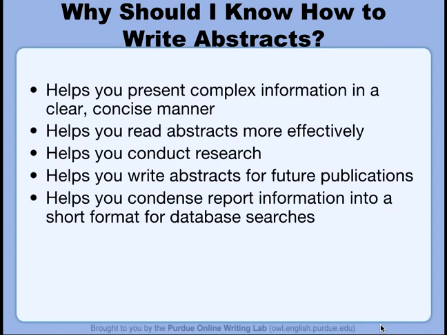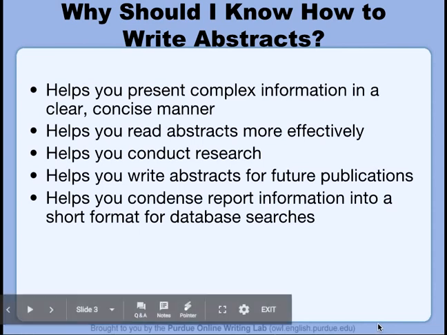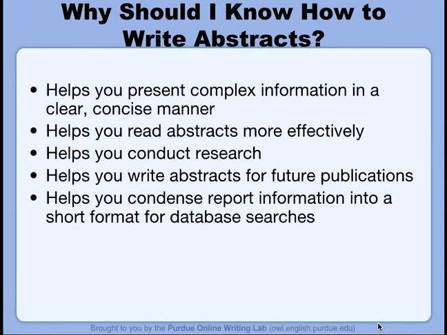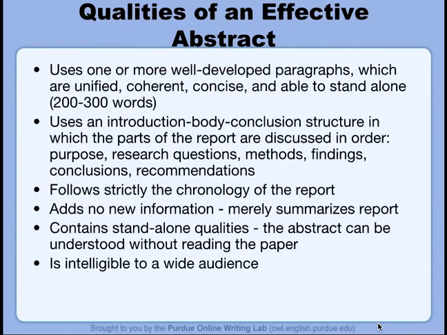It helps you condense report information into a short format for database searches. So EBSCOhost is one that I'm very familiar with. There are many other database search engines. They're like the Google for research journals. Okay? And so what they do is they look at the keywords in these abstracts and they help you to find the information that you need.